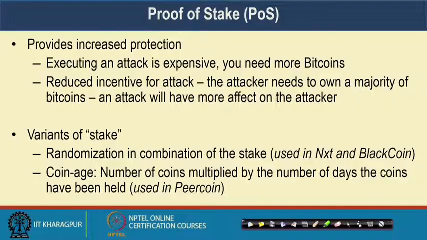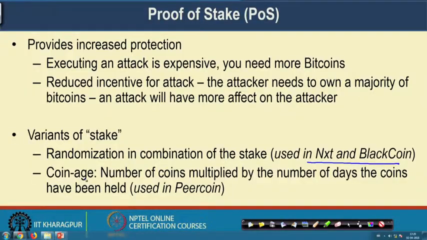Now, there are multiple variants of stake, where stake is basically the term for the wealth that you have. There are multiple variants of stake that have been discussed in the literature. One idea was to use randomization in combination with the stake, which is used in the Nxt and Blackcoin cryptocurrencies. So, the idea is that you consider the amount of Bitcoin that you have as an input, and at the same time you apply a randomization function, and based on that randomization function you decide who will be the miner who will generate the next block.